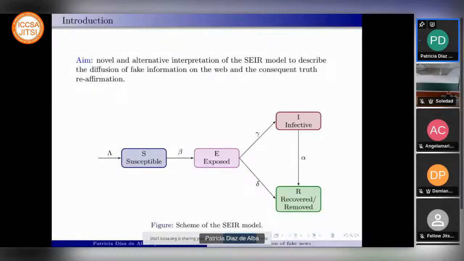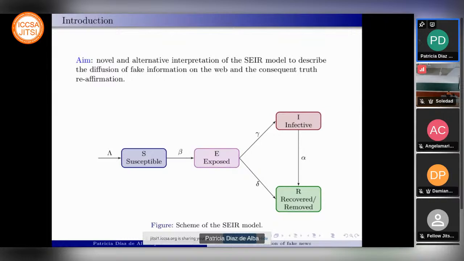So the first group, as I was saying, is the susceptible ones and represents the people who are healthy and can contract the disease. The exposed ones are the ones that are infected but not yet infectious. The infected group represents the people that have been confirmed to be infected, and the recovered ones are the group which represents the people who have recovered from the disease and cannot contract it again.